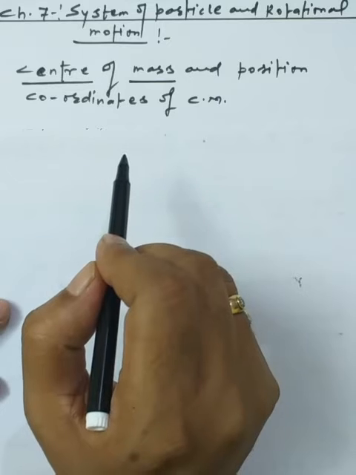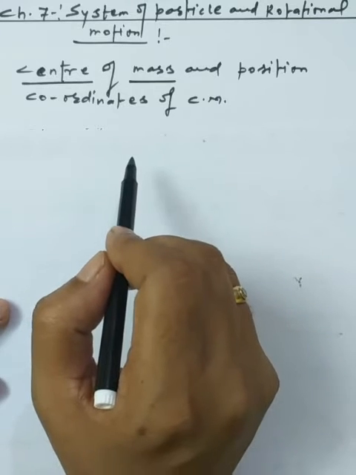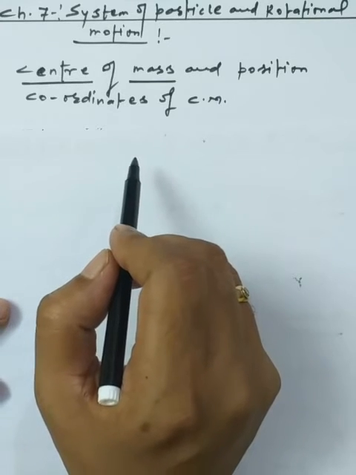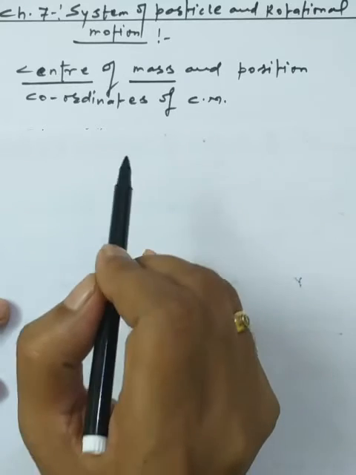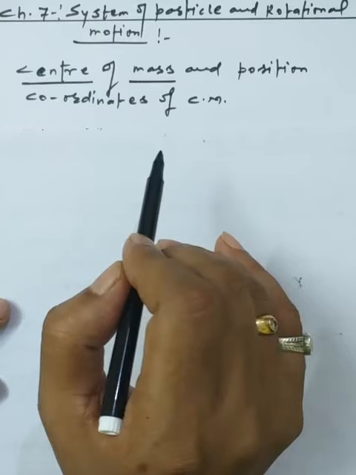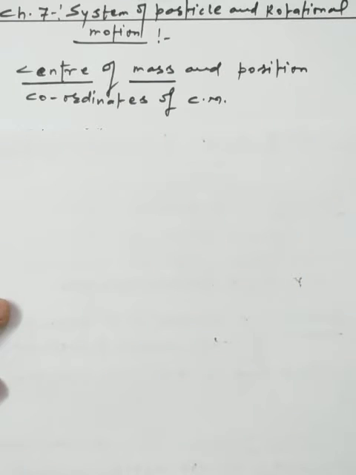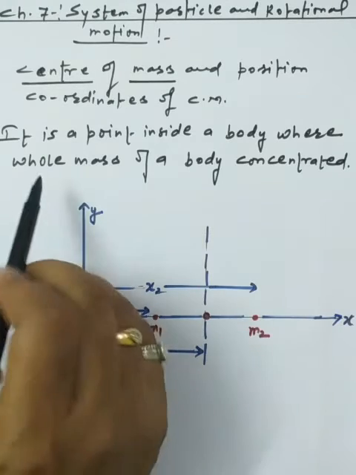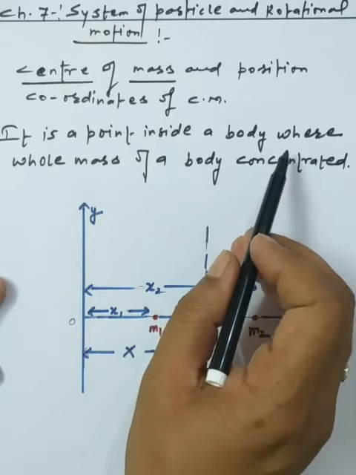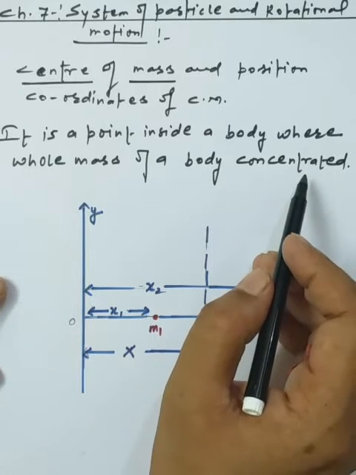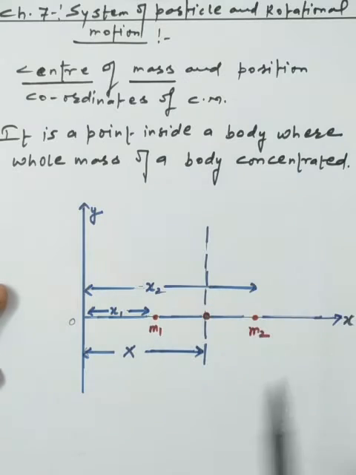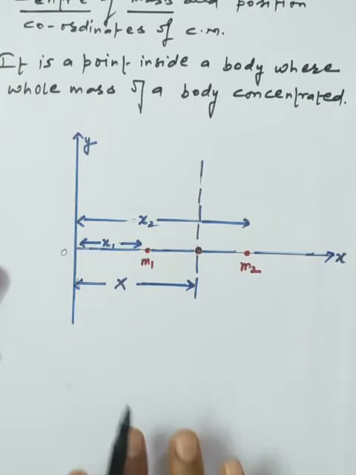So it is a type of imaginary assumption inside a rigid body, and the center of mass can be inside or outside the body. So this is the general meaning of the center of mass we have. So the general definition: it is a point inside a body where the whole mass of the body is concentrated. Okay. Now, what are the coordinates which we can discuss from this diagram?